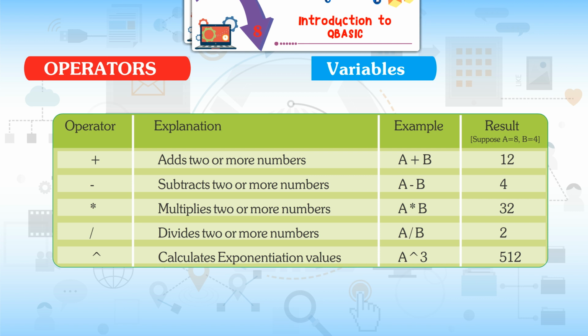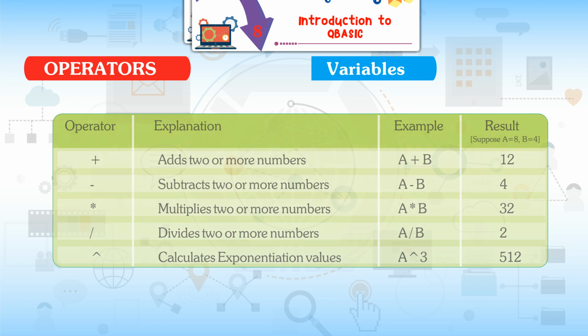Operator, explanation, example, result. Plus adds two or more numbers, A plus B, 12. Minus subtracts two or more numbers, A minus B, 4. Asterisk multiplies two or more numbers, A multiplied by B, 32. Slash divides two or more numbers, A divided by B, 2. Exponent calculates exponentiation values, A exponent 3, 512.